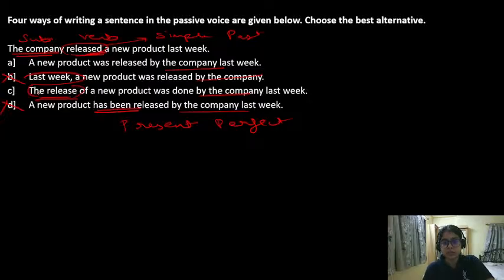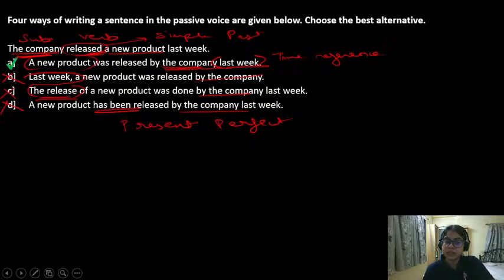Usually passive voice's focus is on the object rather than the verb, so this also cannot be our answer. Our answer should be focusing on the object, which is this: a new product was released. Then comes our main hero, by the company. And this is the time reference, which we can stick by putting it at the end. You don't have to change its position. So, a new product was released by the company last week.